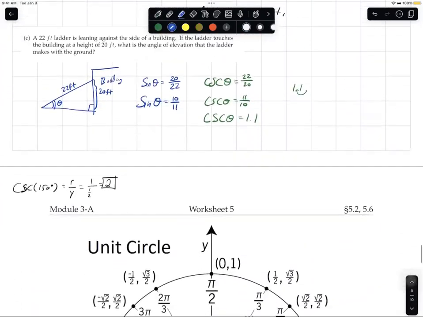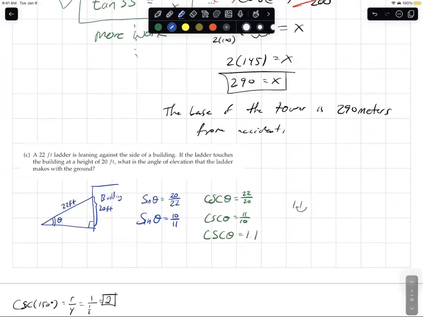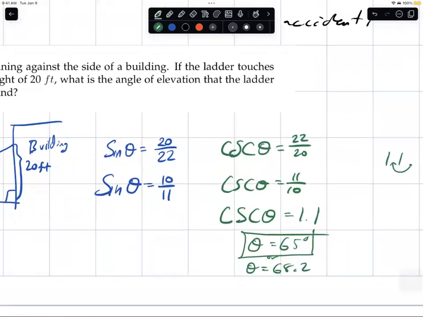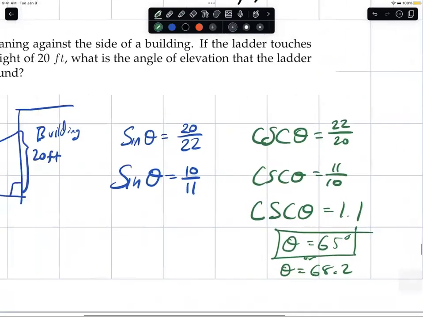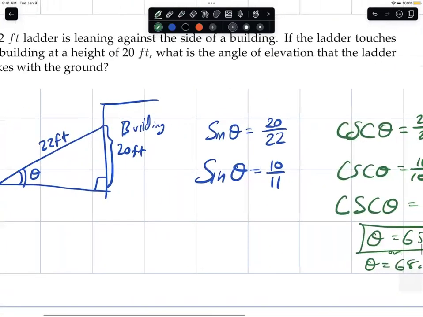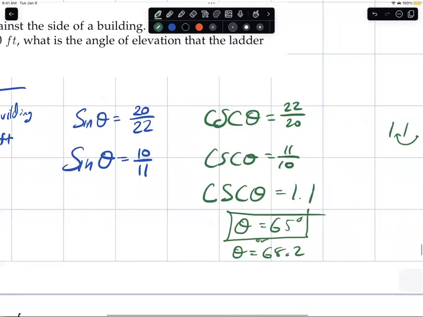So either one of these answers, if you showed this work, let's say you were taking a quiz in my class and there's a problem like this, you would get marked correct for either of these two. Theta equals 65 degrees, or theta equals 68.2. Now, one of these was given in the answer sheet, 65 degrees, rather than 68.2. So that's the end of the problem there. We did it. It was 65 degrees or 68.2.